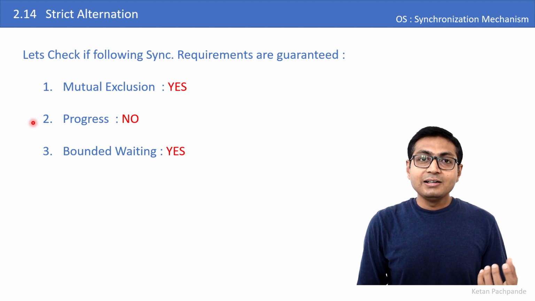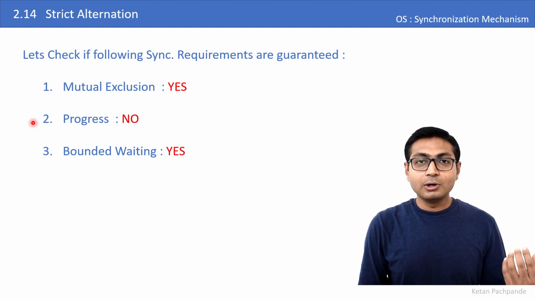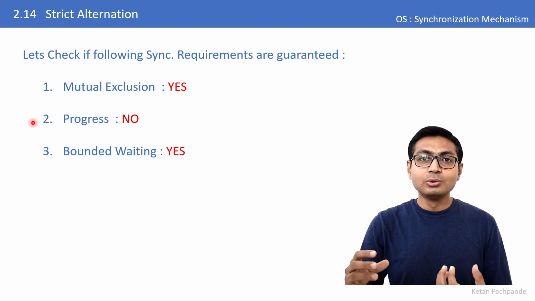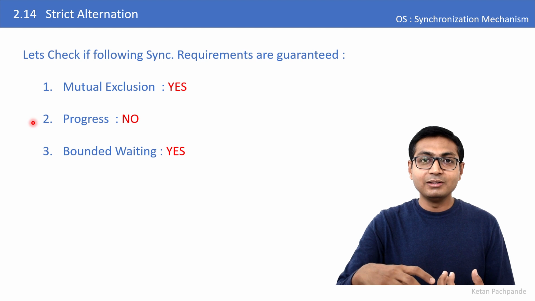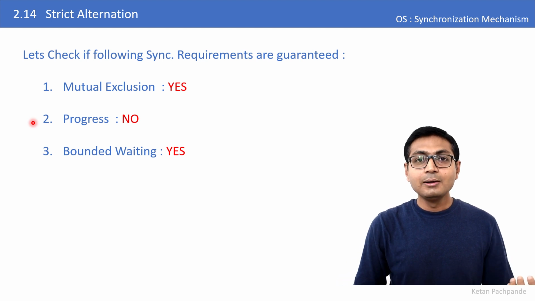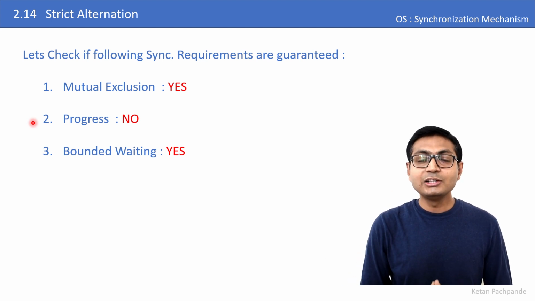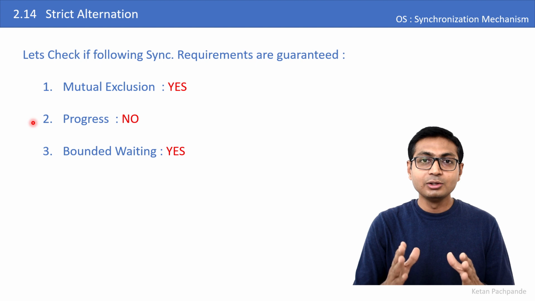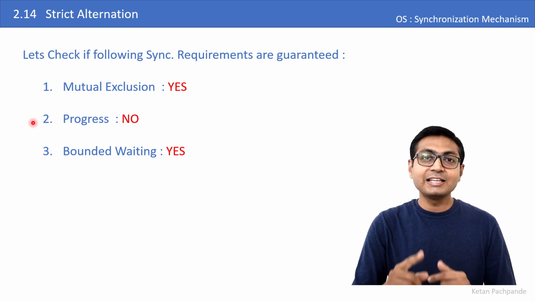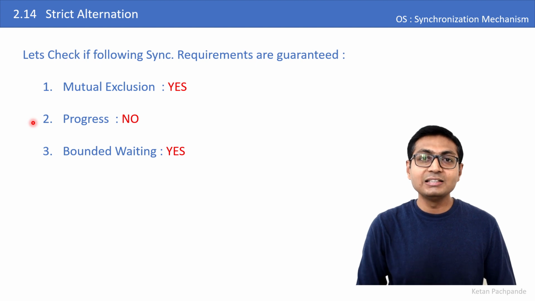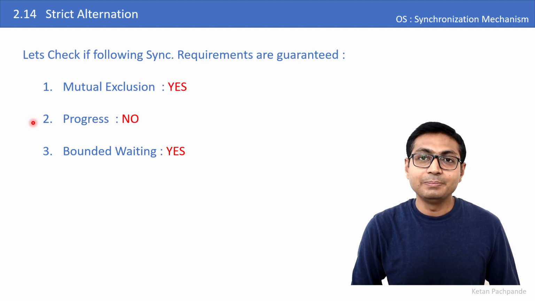Now can I produce 2 items, produce item 1, produce item 2, without packing item 1? I don't want that. I want to produce the first item, pack it, produce the second item, pack it, and so on. So that's why there should be a strict alternation between the 2 processes. One process cannot do the job twice, and that's how this solution is perfect for these kinds of problem statements.